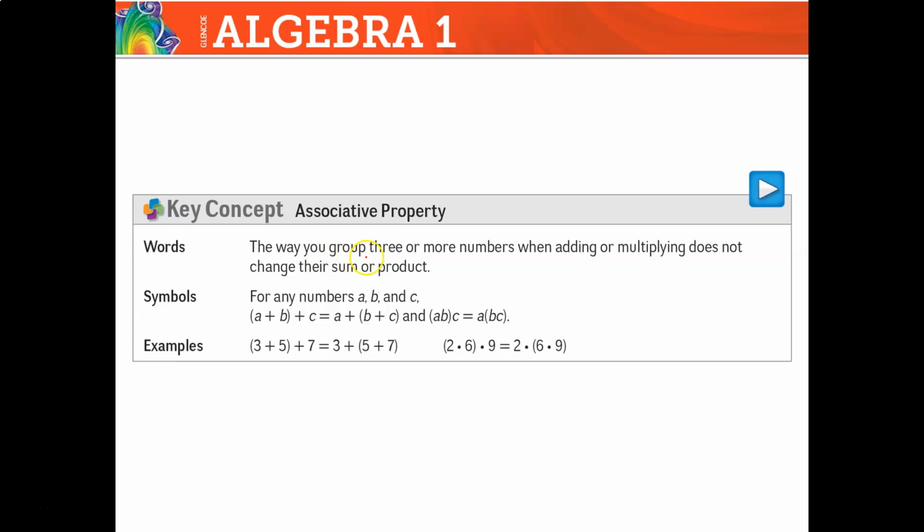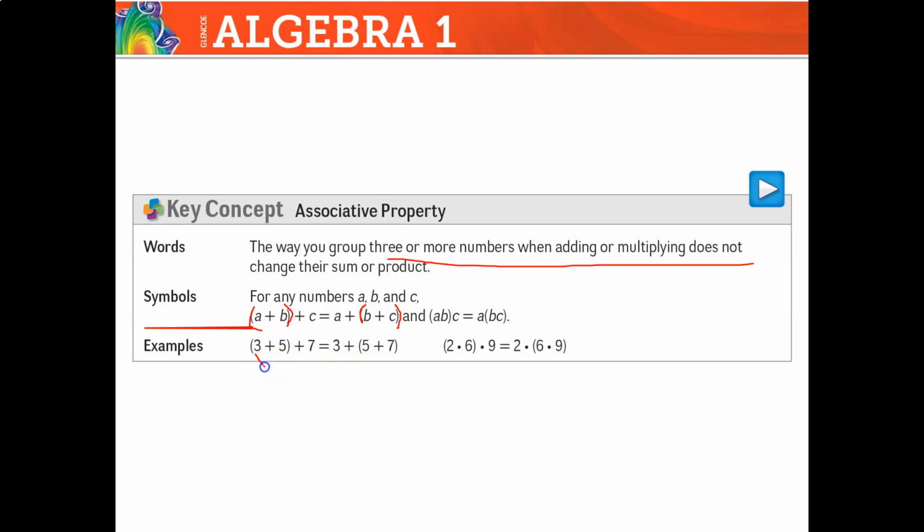Associative property. When you group 3 or more numbers when adding or multiplying, it does not change their sum or product. So the way you group 3 or more numbers. Okay? So if we had A plus B plus C, or A plus B plus C, see how we're grouping them? First time it was grouped the A and B. Second time the B and C were grouped. Because it's addition, that would not change your answer.